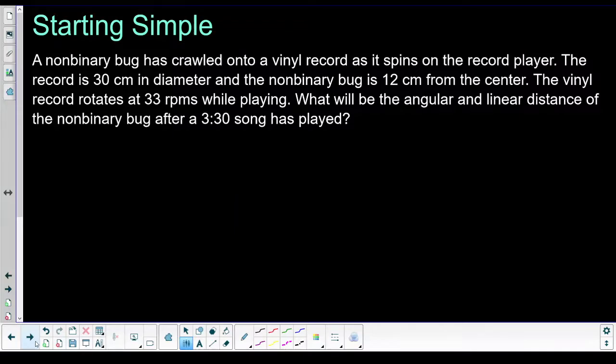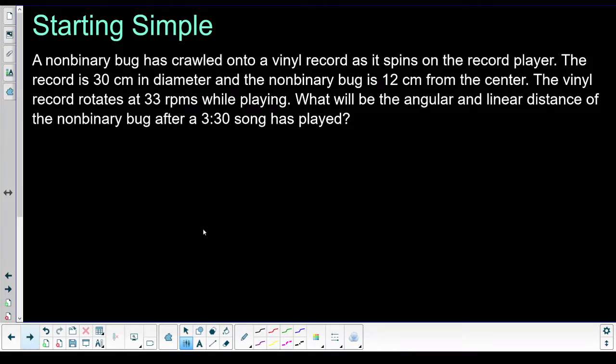All right. So we're gonna start simple. This is like the most classic rotational motion problem in existence. If you open a textbook to the very first page of rotational motion, there's going to be a bug crawling around your vinyl record player without fail. And if there's not, tell them you want your money back for your textbook.